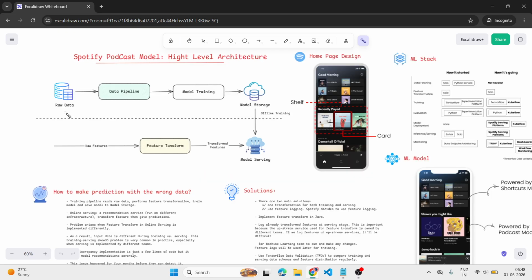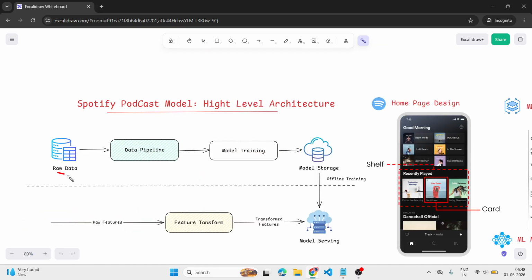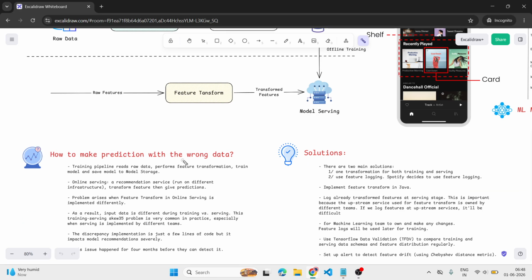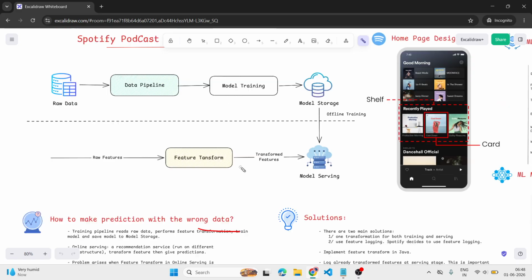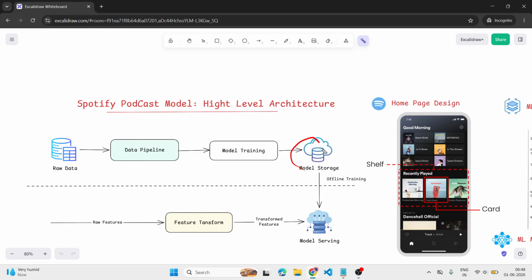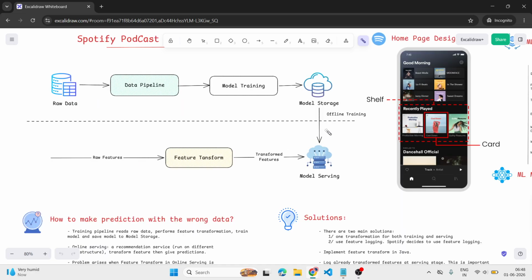So let's get started. First of all, they have the raw data. After that, they inject it into the pipeline. This is the high level architecture just for understanding. Then they train the model on the wrong data, meaning the data is not actual. Then they store the model, and after the offline training they are serving and predicting this home interface. Okay, so this is the overall page.